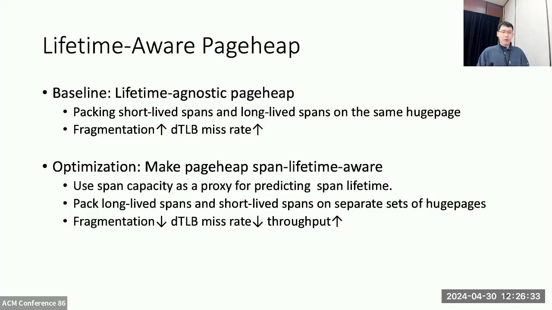To maximize the probability that a huge page becomes totally free, we propose to make the page heap lifetime aware. We use span capacity as a proxy for predicting span lifetime and pack long-lived spans and short-lived spans on separate sets of huge pages. This allows the lifetime-aware page heap to densely place short-lived allocations on dedicated huge pages and release memory to the operating system in complete huge pages. This can help us improve huge page coverage, reduce TLB misses, and boost application performance.